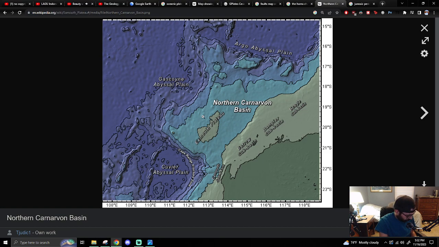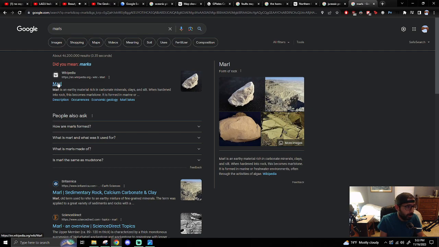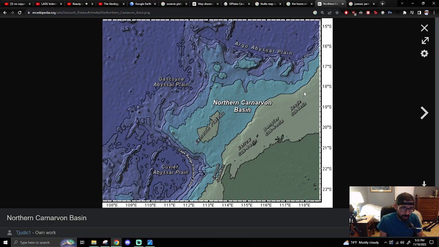Continued deposition of carbonates, primarily marls. I didn't even look up what marls are. Earthy material rich in carbonate minerals, clays, and silt. Looks very fine-grained, like very ground up particles. Okay, extension caused several sub-basins in the northern Carnarvon basin. So as it slides outward, it creates these sub-basins where material can be deposited, but particularly in the northern Carnarvon basin up here. Carnarvon.